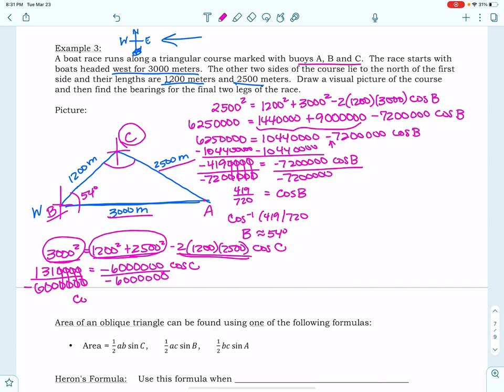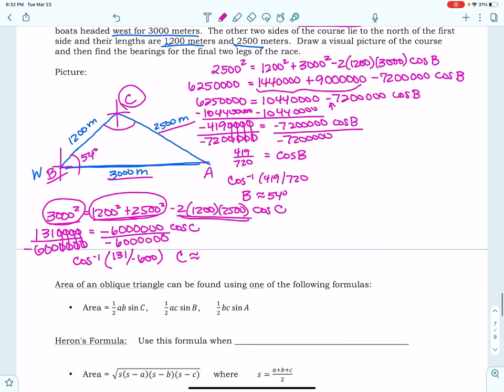Okay, so all of those go away. So I'm going to type into my calculator cosine inverse of 131 divided by negative 600, and that's going to give me, for C, approximately, let's see what that's going to be. Okay, you get 103 degrees. All right, so I've got 103 degrees for this right here.